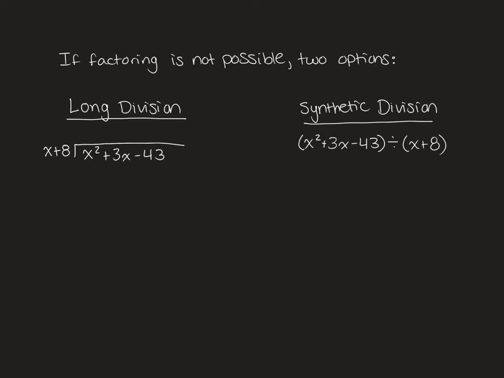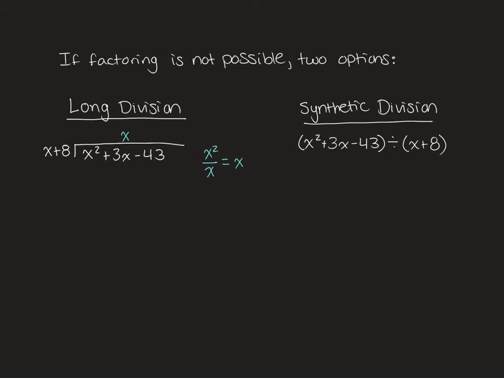All right, what if factoring is not possible? You have two options. You can either do long division or synthetic division. So I'm going to show you long division first, and I'm going to do my work kind of off to the side here. So first thing you're going to do is divide your first term by this guy. So we have x squared divided by x, which is just going to be x. That will go up top, okay?